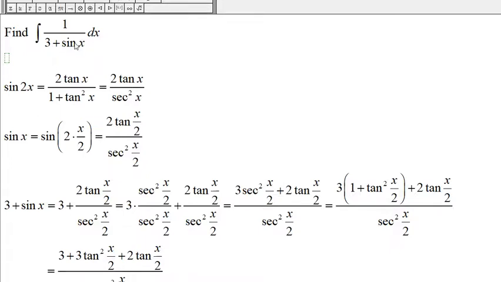Here we have the integral of 1 over 3 plus sine of x. Recall from trigonometry identities, sine of 2x is 2 tangent x divided by 1 plus tangent squared of x. And 1 plus tangent squared of x is secant squared of x.